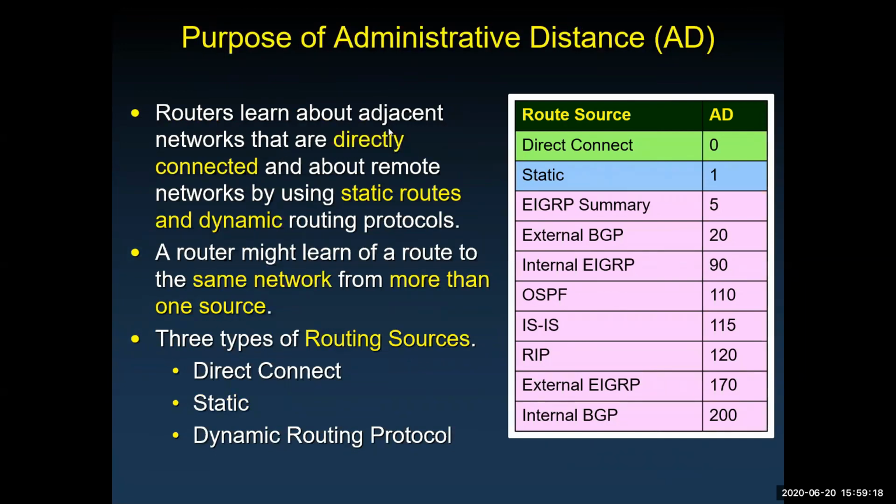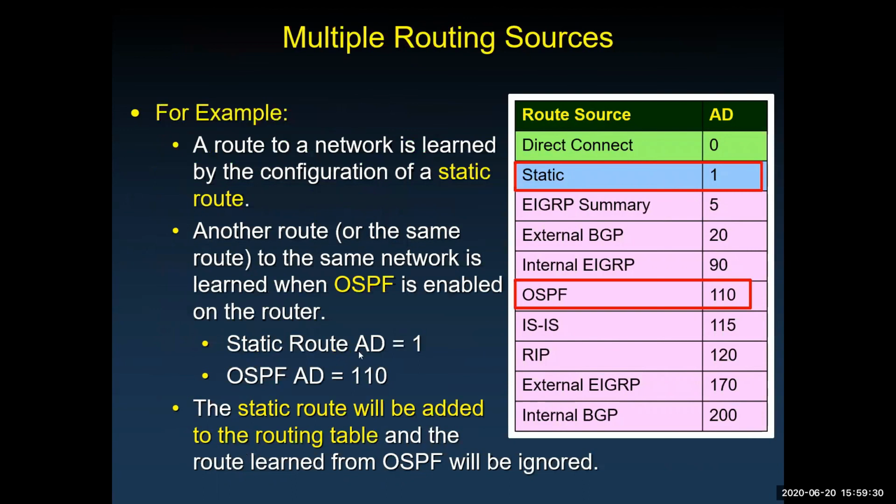Routers learn about adjacent, meaning yung neighbor, no, that are directly connected, about remote network by using static. So, when you say static, direct connect, ayan, 1. Admin distance, 1. No? So, static admin distance is 1. OSPF AD is 110. As you can see dito. Okay? 110. Malinaw. So, in multiple routing sources, it's best to determine the one with the lowest admin distance. The static route will be added to the routing table and normally have an AD of 1. Okay?